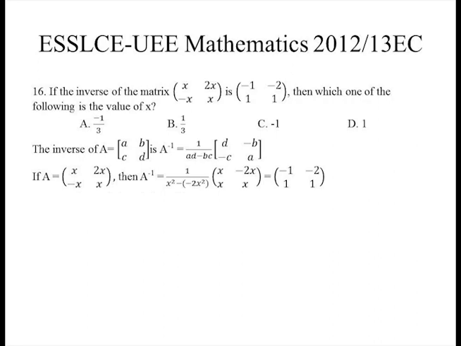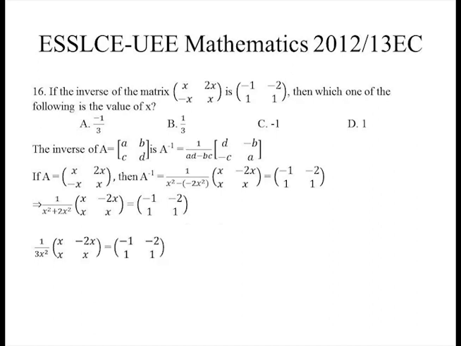that's a 2 by 2 matrix having elements of first row negative 1, negative 2 and elements of second row 1, 1. This implies 1 divided by x squared minus negative 2x squared, means plus 2x squared, times the matrix with elements of first row x, negative 2x, elements of second row x, which is equal to negative 1, negative 2, 1, 1. This implies 1 over x squared plus 2x squared is 3x squared, times x, negative 2x, x, which is equal to negative 1, negative 2, 1, 1.